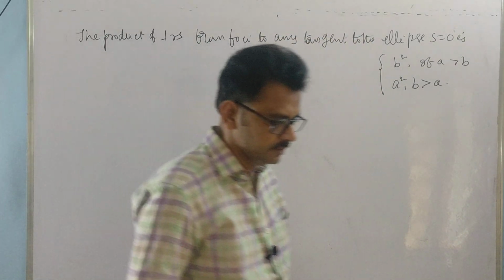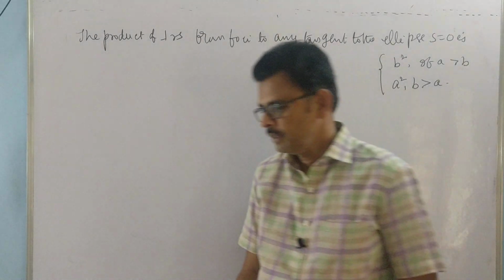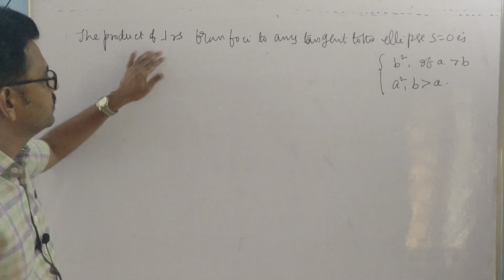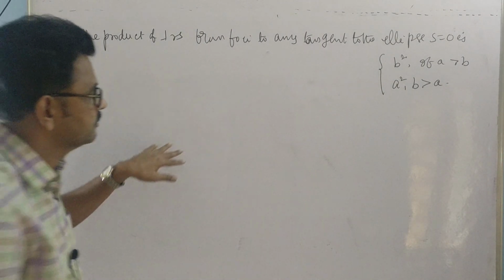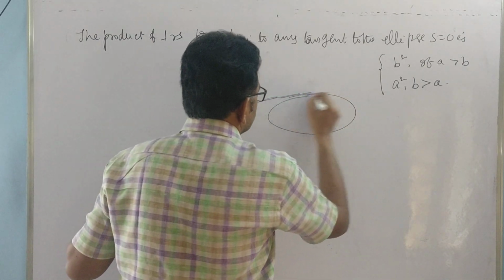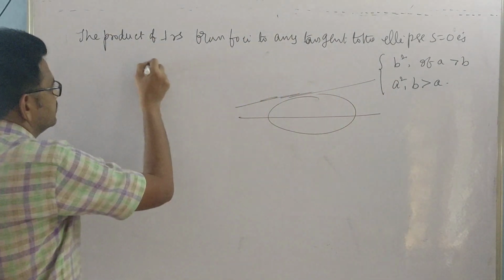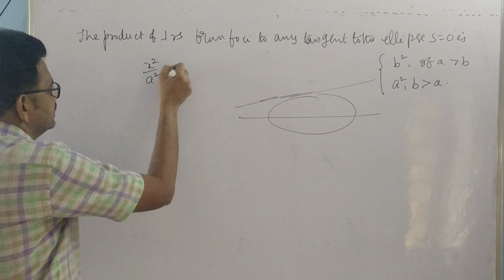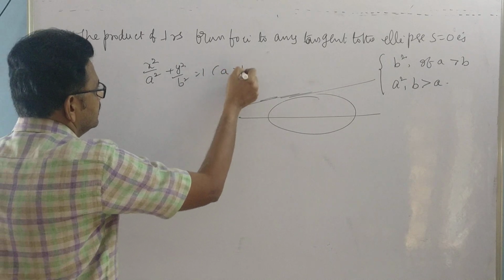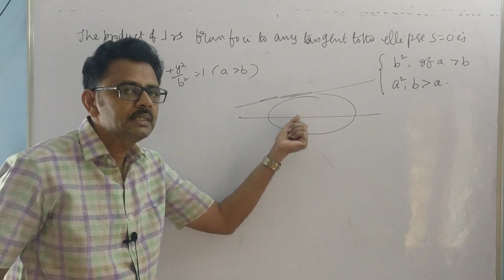Product of perpendiculars. So there are two methods. See here. In general I am taking a greater than b. So this is x square by a square plus y square by b square equal to 1, where I am taking a greater than b. I have to explain the first one, but I go for the second one, which is very simple.